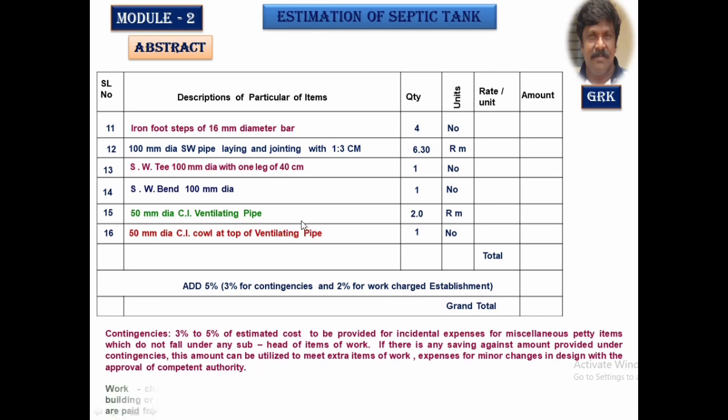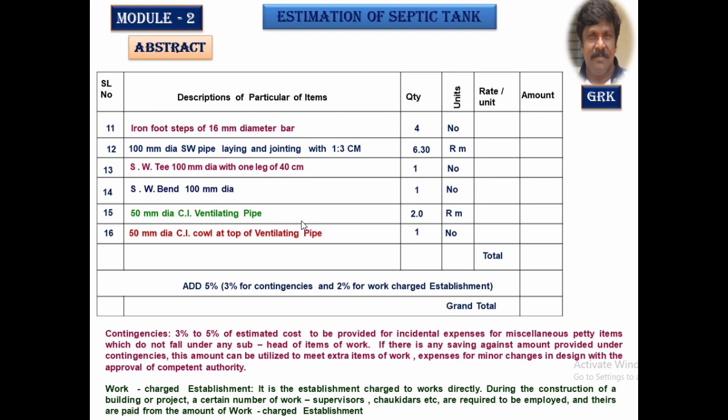Work charge establishment is nothing but a reserved amount of around 1.5 to 2% that will be kept aside for the particular project. If you are going to employ any extra laborers or supervisors, to make the payment to those people you're going to reserve another 1.5% to 2%, which is called work charge establishment. All these things you're going to study in detail in another part, like specification.